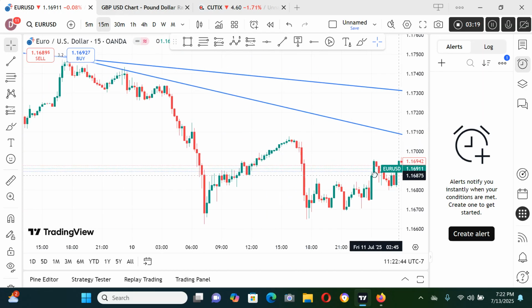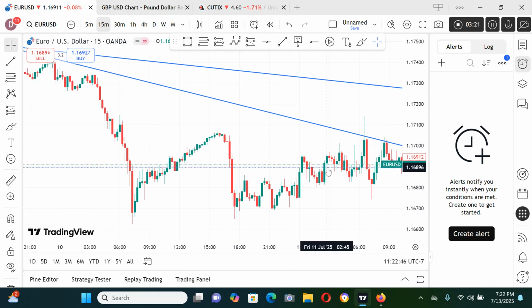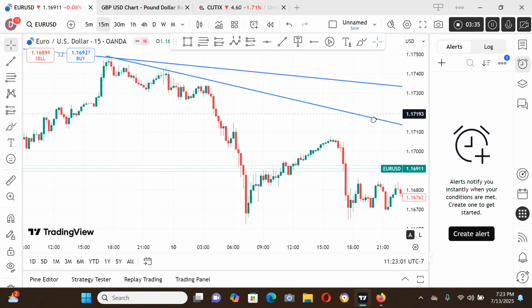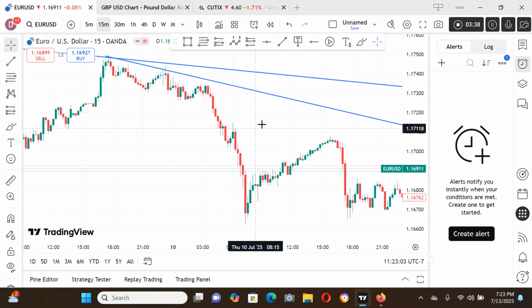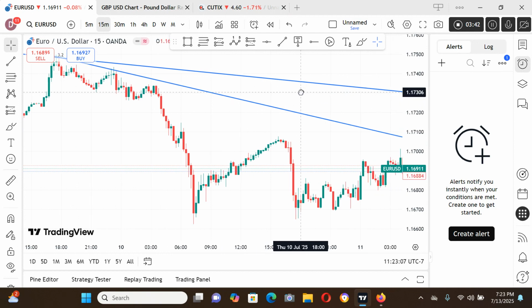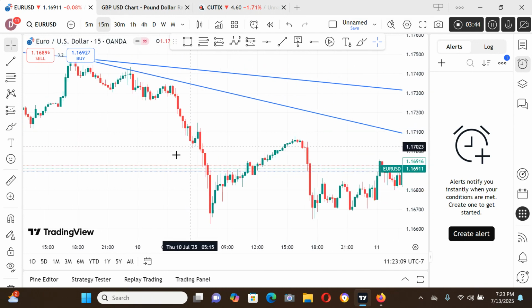Like I said, for the strategy we can use support and resistance, because trend line also helps us to show support and resistance to place our buy or sell. And we can also use another strategy that I normally use.